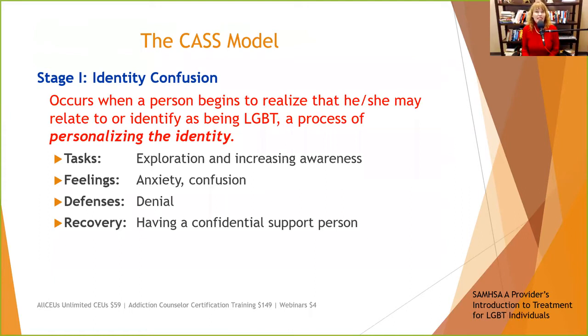They may have feelings of anxiety and confusion, and that's okay. We want to help them get past that confusion and figure out what their anxiety is about and start dealing with that. Some of the defenses in this stage may be denial. They may say, you know what? No, it was just a phase. I'm not really lesbian or gay or whatever the case may be. So during this period, it's really important for somebody to have a confidential support person that they can lean on when they're trying to figure out what's going on and they have those anxieties coming up, somebody that they can talk to.